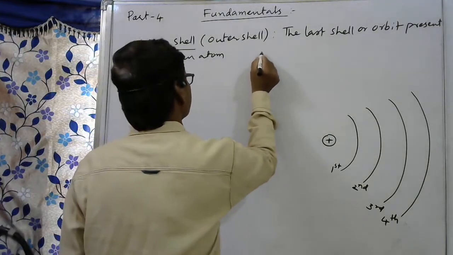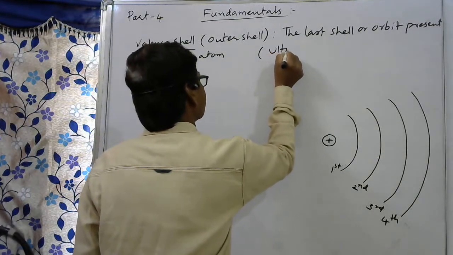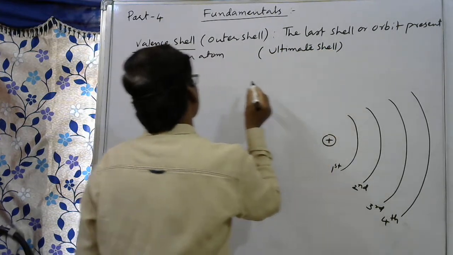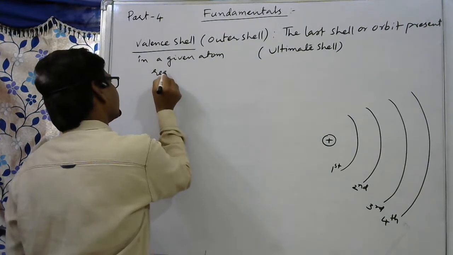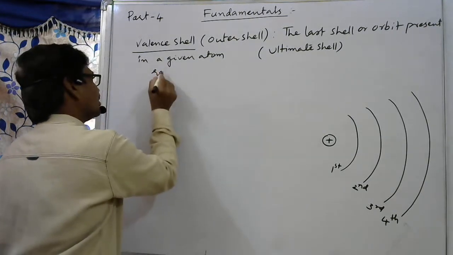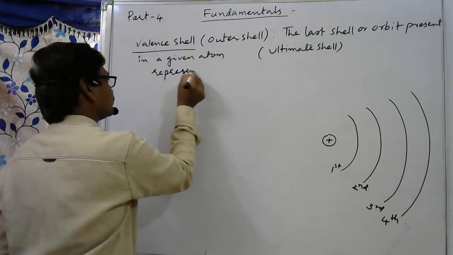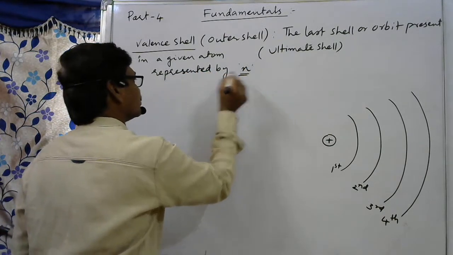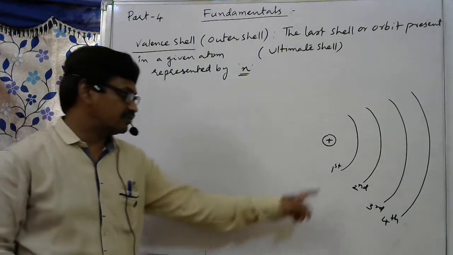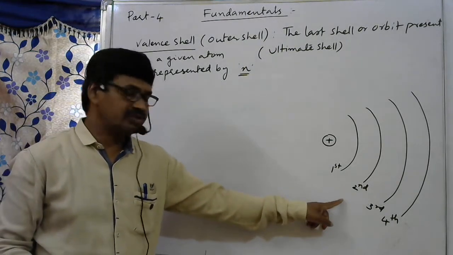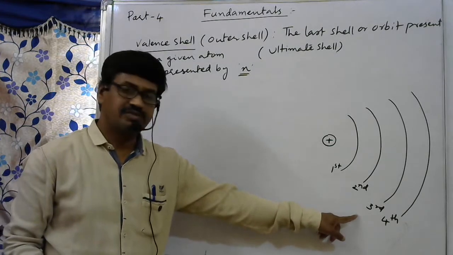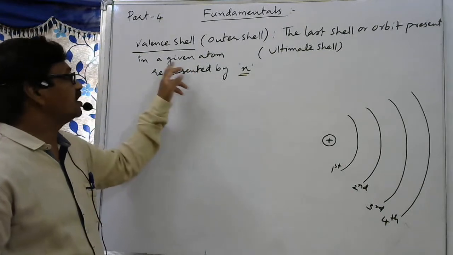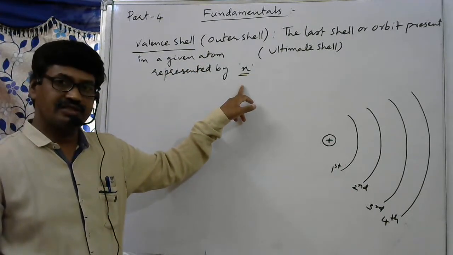One more name is also there. This is also called the ultimate shell, and it is represented by small n. n equal to 1 means first shell, n equal to 2 means second shell, n equal to 3 means third shell, n equal to 4 means fourth shell. But here particularly the valence shell is represented by n.